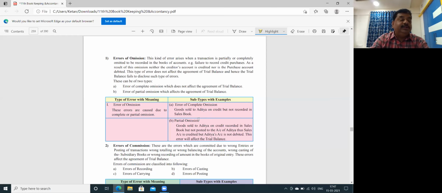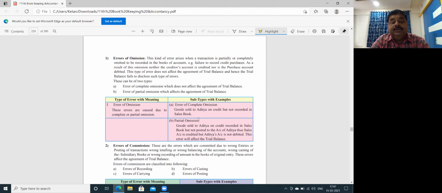Now goods are sold to Aditya. त्याची entry काय व्हायला पाहिजे होती? What is the entry for goods sold to Aditya? Aditya account debit to sales. ये एंट्री हमने किया ही नहीं, तो फिर रेक्टिफाई कैसे करेंगे? जो एंट्री किया ही नहीं आपने वो करो. और क्या? आदित्य अकाउंट डेबिट सेल्स, एंट्री नहीं किया ना, करो.